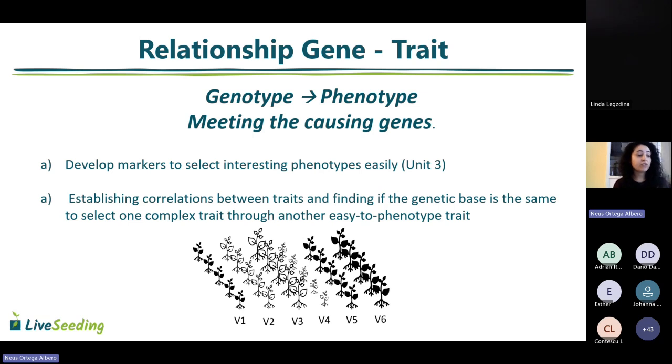Second, establishing correlations between traits and finding the genetic relationship between these traits in the genome might help to select one complex trait through another simple trait. For example, let's say that yield and length of the panicle in rice are correlated. So if we know that some type of panicle length is related to a better yield, we can select this panicle instead of the yield, which is a more complex trait.